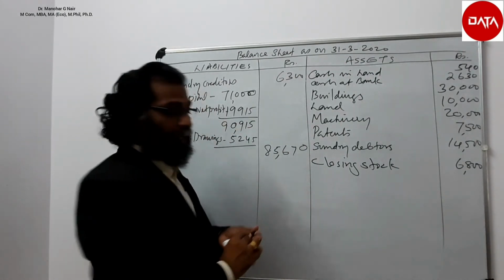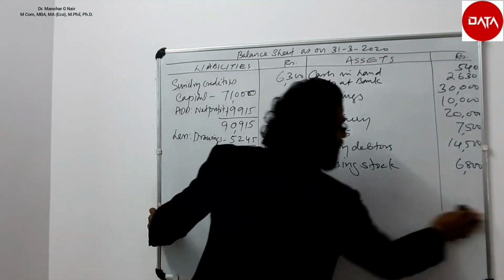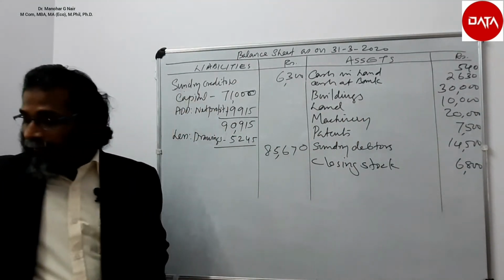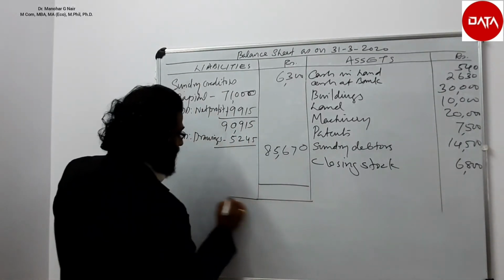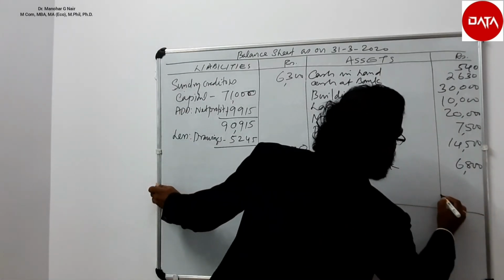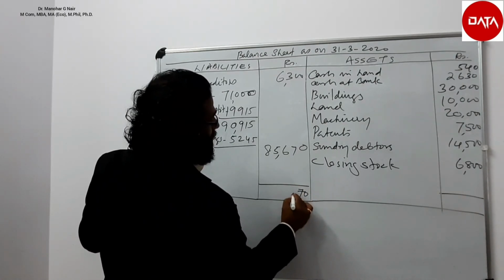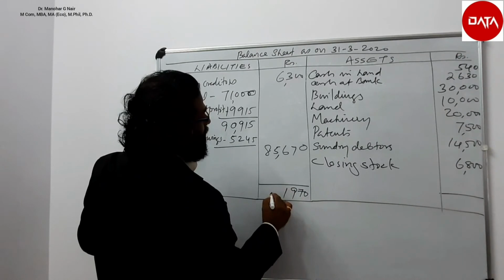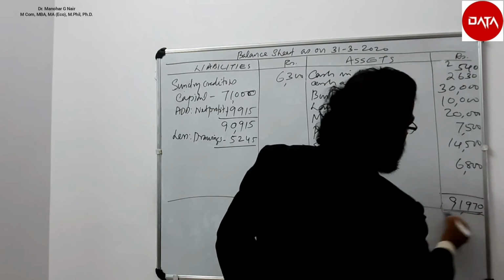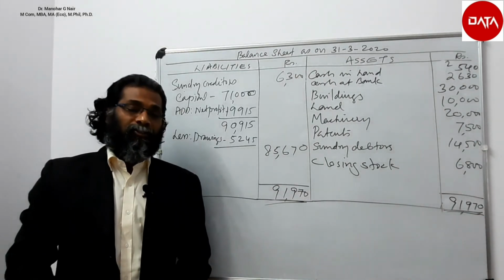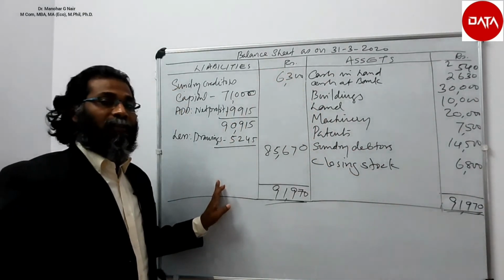If we have taken all the items, then we can total it. While totaling it, both the sides will be automatically equal. So let us see whether our first balance sheet will get automatically balanced or tallied. Let us see that. 91,970. It is 91,970. So what we have done here is we have written all the assets in the asset side and all the available liabilities in the liability side.